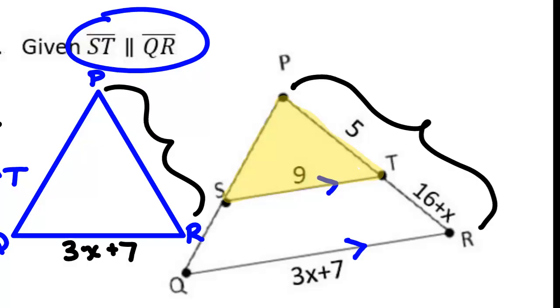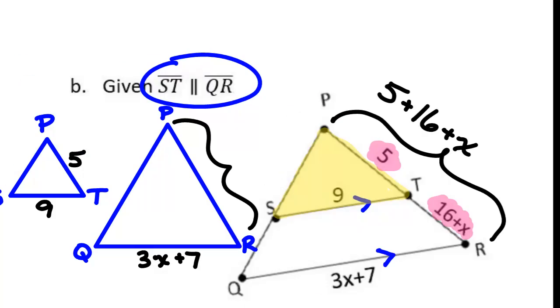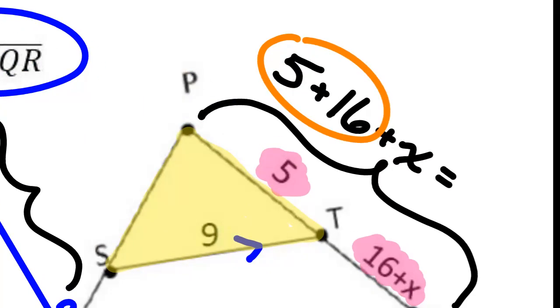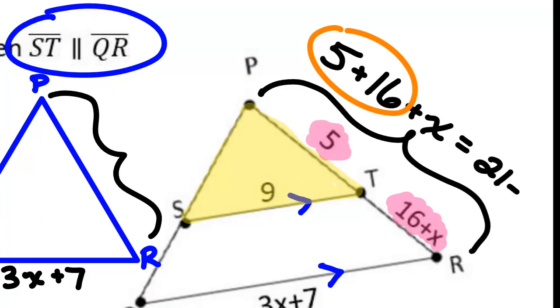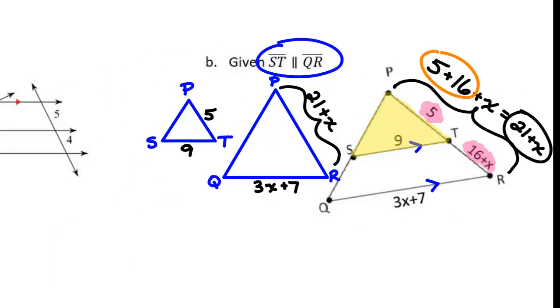So I have pieces that I need to put together. I need to put this 5 together with the 16 plus x to get that full length. And I've got some like terms that I can combine here. I can combine the 5 and the 16. What does that give me when I combine those together? 21. So that would be 21 plus x right here. So this side is 21 plus x. You have to add those two pieces together.